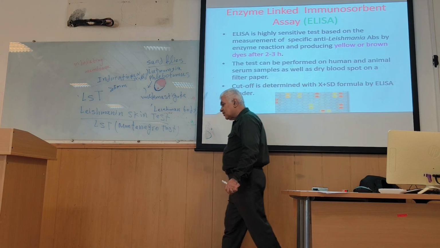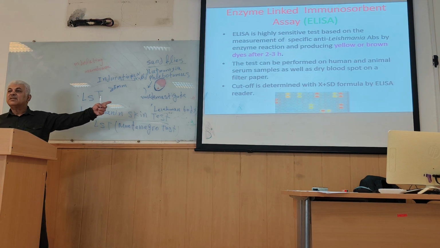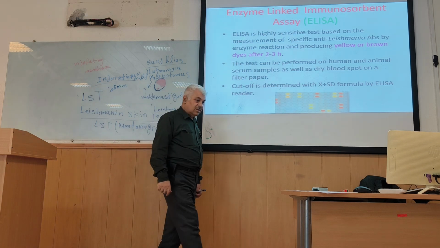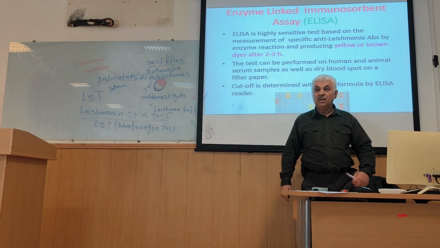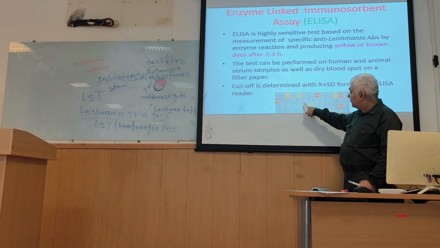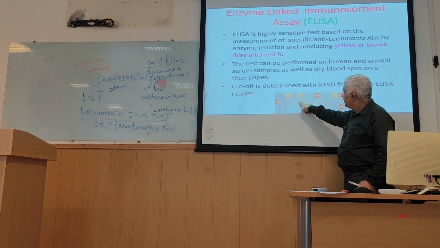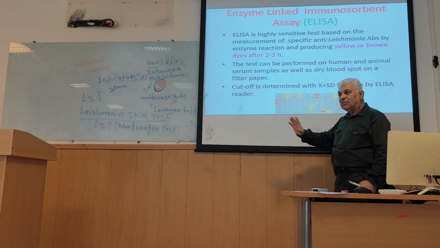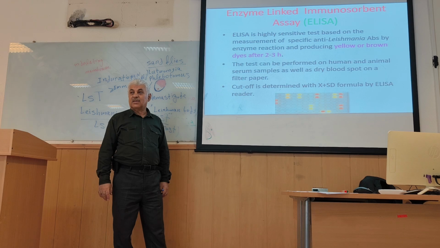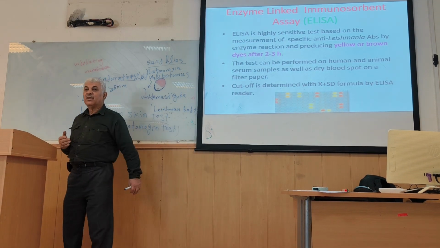Another test we can use for the diagnosis of visceral leishmaniasis is ELISA, the enzyme-linked immunosorbent assay. It is a very sensitive serological test. The positive reaction is yellow or brown, and the negative has no color. We can use it for detection of anti-leishmania antibody in the peripheral blood, in the serum.